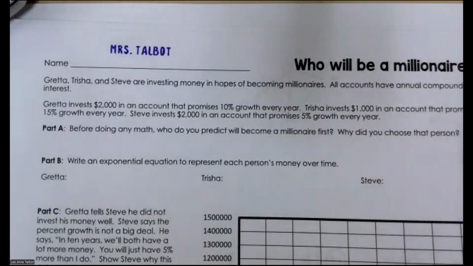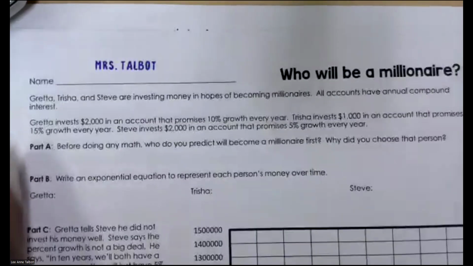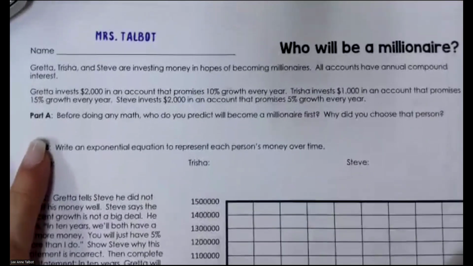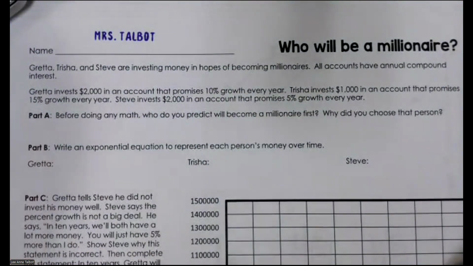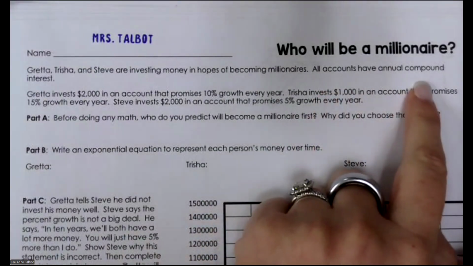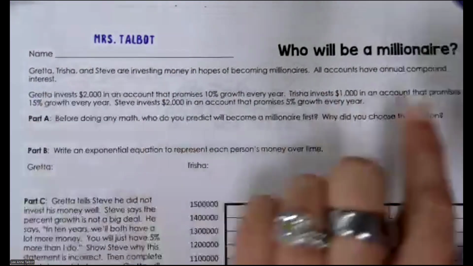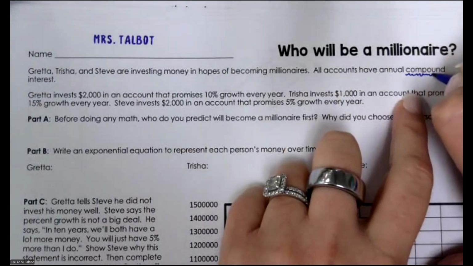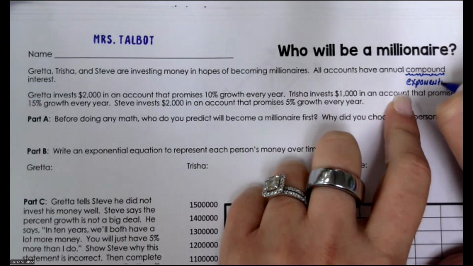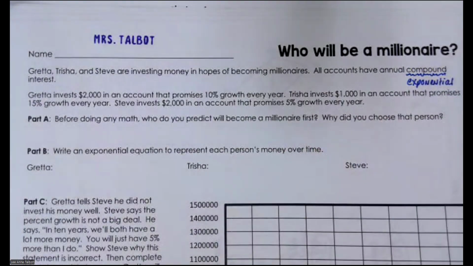Greta, Trisha, and Steve are investing money in hopes of becoming millionaires. That would mean that they would not spend all of their money on squishmallows. I don't know that life, but that sounds cool. All accounts have annual compound interest. Okay, so compound interest, I want to remind you, is exponential.